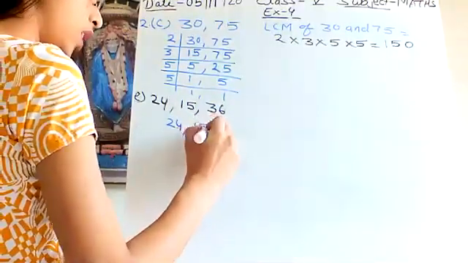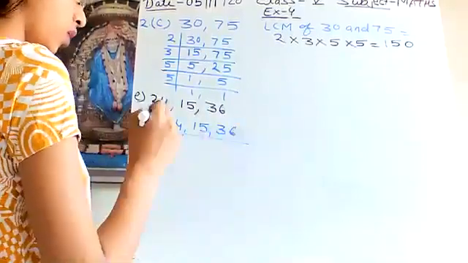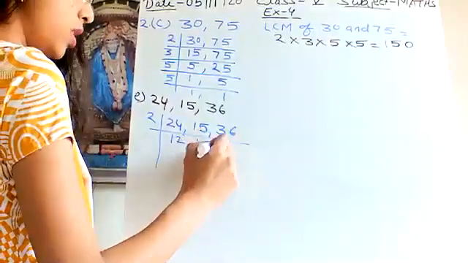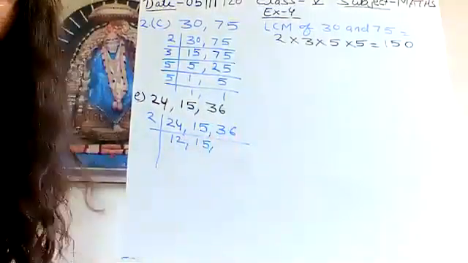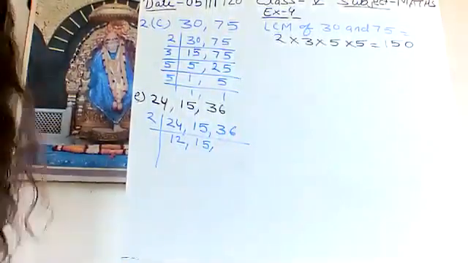24, 15, 36. 2 12s are 24. 15 is not divisible, so we will write 15 as it is. Then, yes, Abhi.